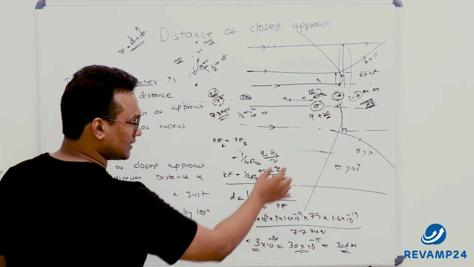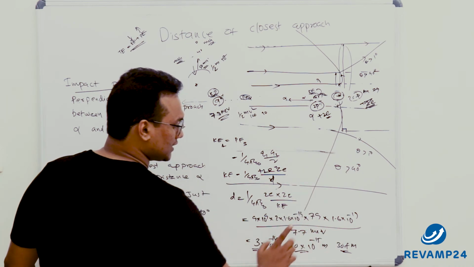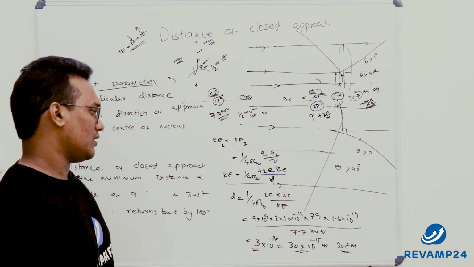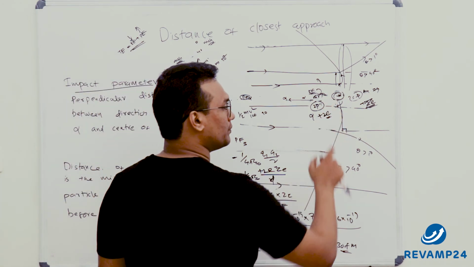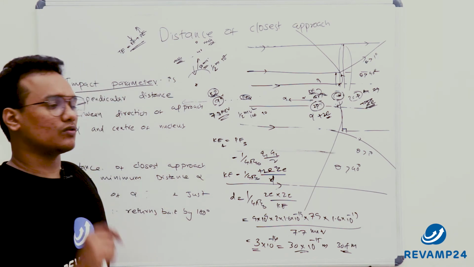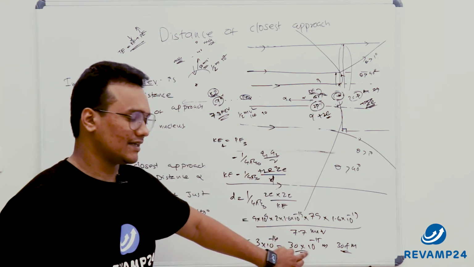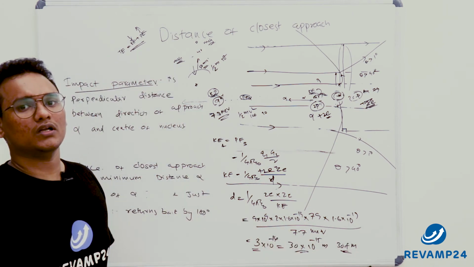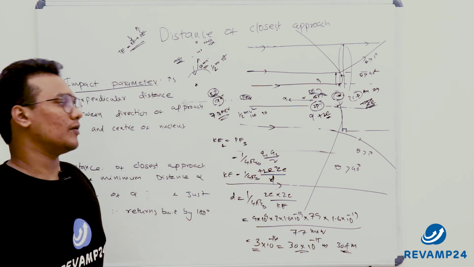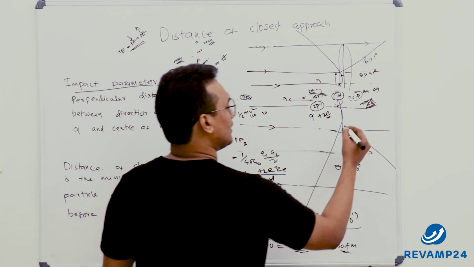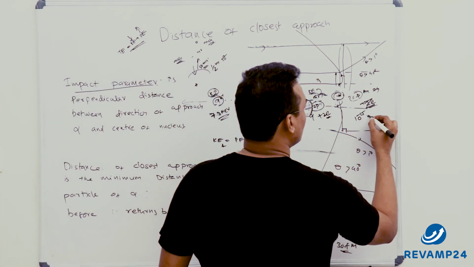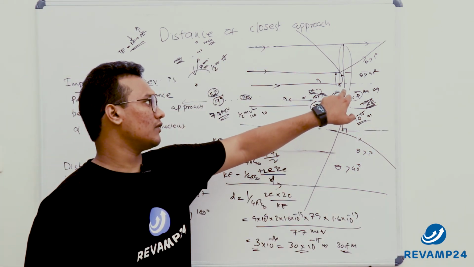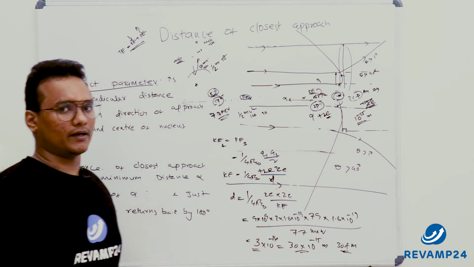Now what is the distance we got? 30 into 10 power minus 15 after substituting the values in this equation. Now what should be the size of the nucleus? It should be less than this one. So if this is 30 femtometer, the value can be 20 femtometers or 1 femtometer. So I could say that 10 power minus 15 meters is the range in which the measurement of size of the nucleus is made.